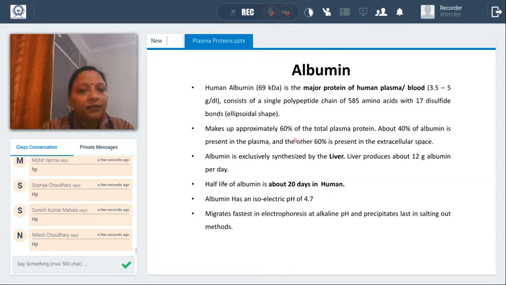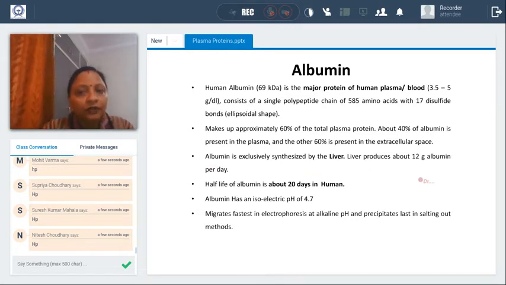Makes up approximately 60% of the total plasma protein. About 40% of albumin is present in the plasma, and the other 60% is present in the extracellular space. Albumin is exclusively synthesized by the liver. You all know, albumin is exclusively synthesized by the liver.